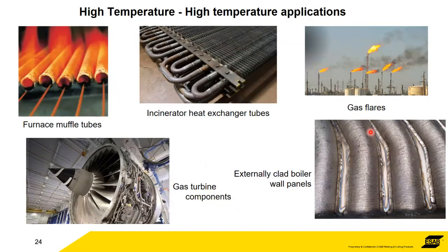The high temperature applications that these things are used for: furnace muffle tubes is a fairly popular one. Heat exchanger tubes, gas flares. Obviously the temperatures at the end of the gas flares are huge. We've seen externally clad boiler walls before, and again, gas turbine components.